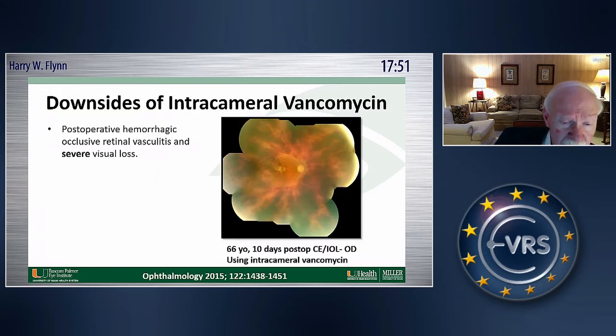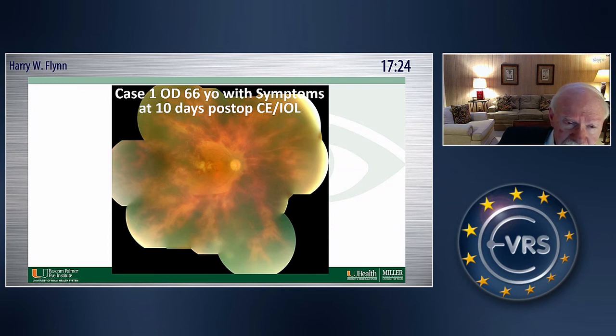Next slide. Here's an example of a case of a patient that occurred 10 days after cataract surgery using intracameral vancomycin. This patient was seen at Bascom Palmer Eye Institute, and you can see the diffuse hemorrhages and obliterative vasculitis, optic atrophy in this patient with severe visual loss. Next slide, please. This is an enlargement of that same photograph.